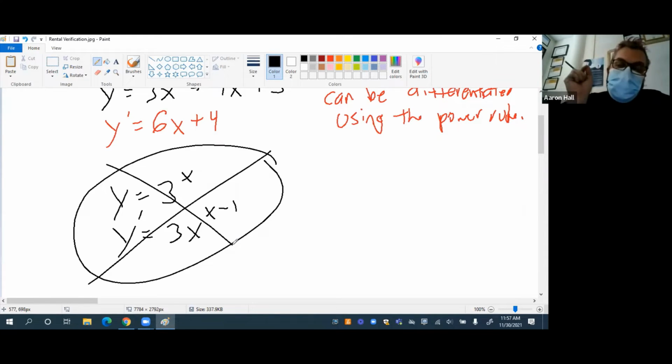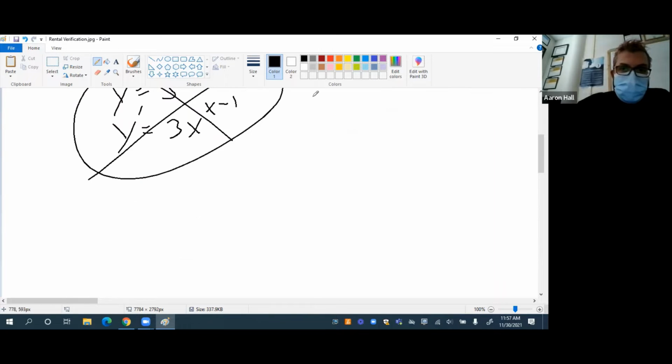So with an exponential, that will not tell us our instantaneous rate of change for some value of x. So there's another way of solving for this. This method doesn't work, so we're going to use a different method.